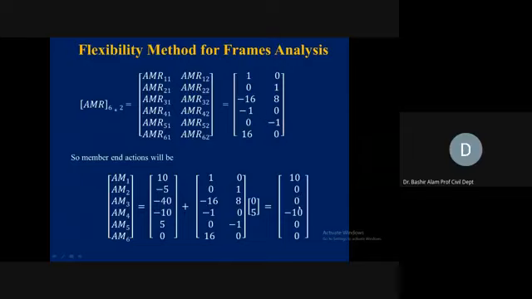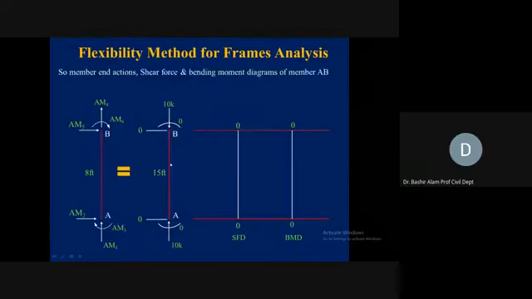We put them on the member. 10, you can see 0, 0, and minus 10. So if you see here, the shear is 0, bending moment 0, shear 0, bending moment 0, only axial forces we have. So this is becoming the shear force diagram. This is becoming the bending moment diagram. We do the same process for member BC.